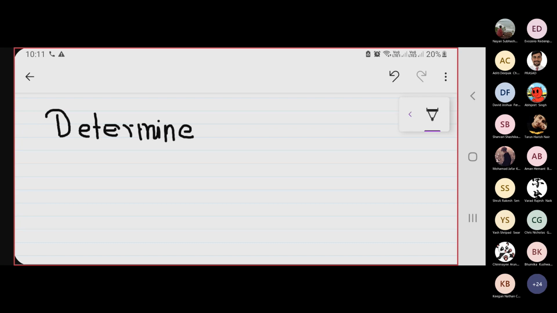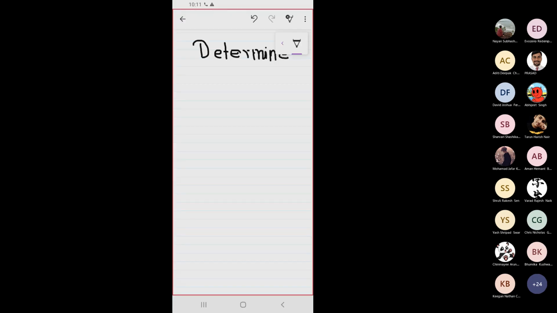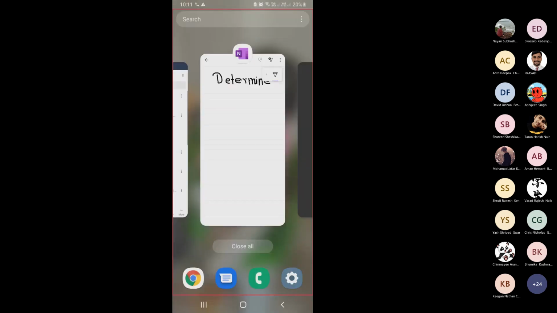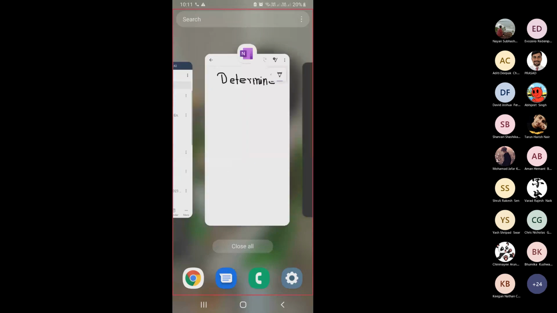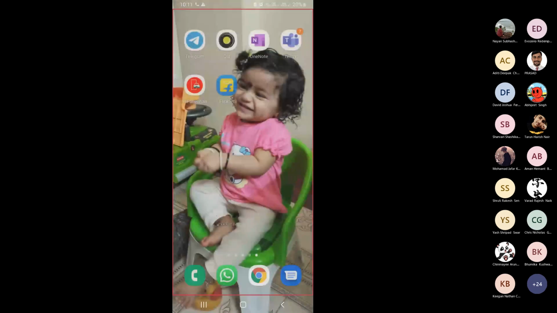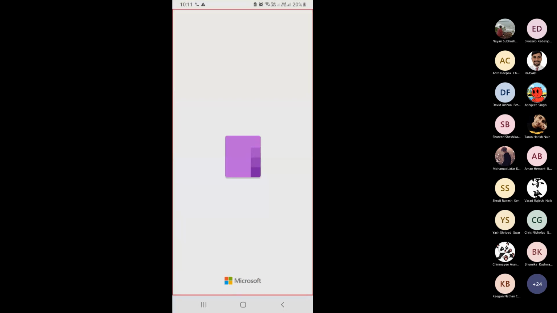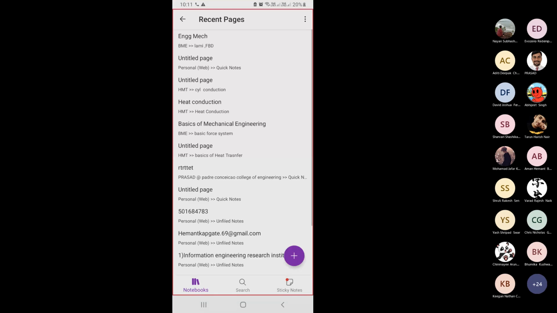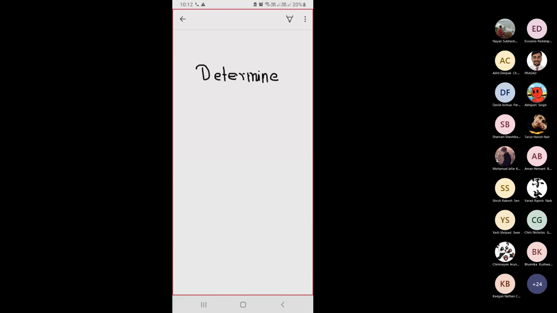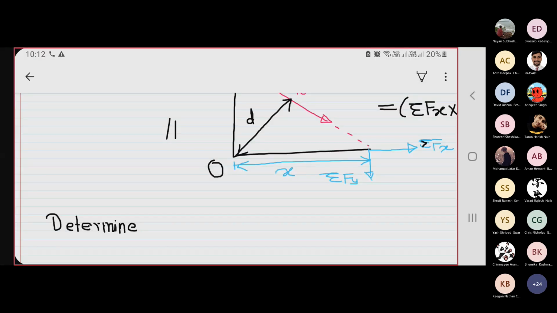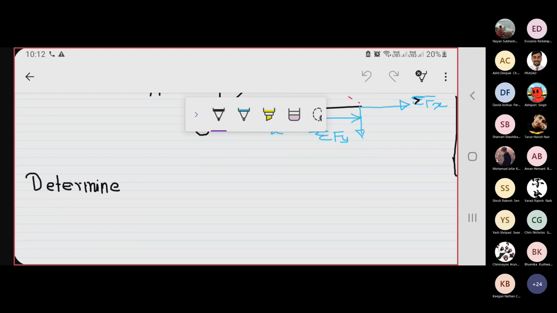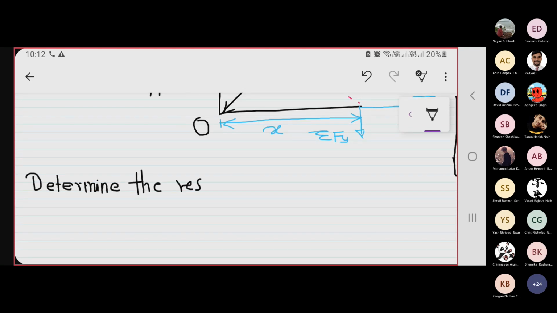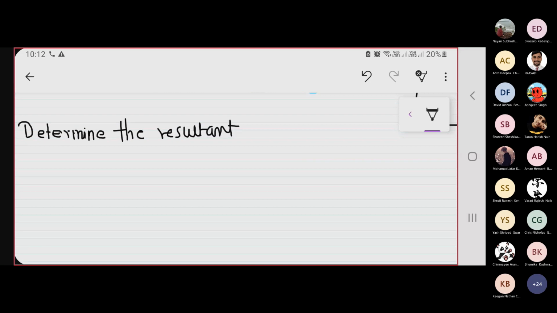Determine, just give me a second. This app is acting weird. So I'll close this app and open it again. Okay.